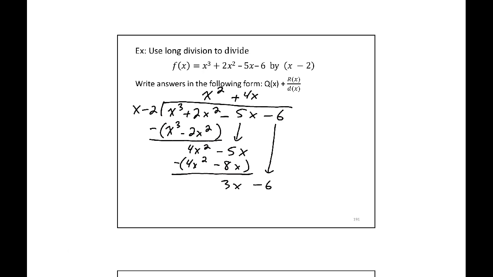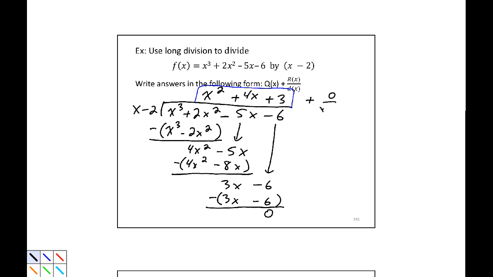Now, what could I multiply x by to get 3x? Well, that would be a 3. So plus 3. So 3 times x is 3x. 3 times minus 2 is minus 6. And subtracting those, I get 0. So my answer is this. Because my remainder is 0, x squared plus 4x plus 3 is my quotient. I could write this as plus 0 divided by x minus 2, as we'll see in the next question.